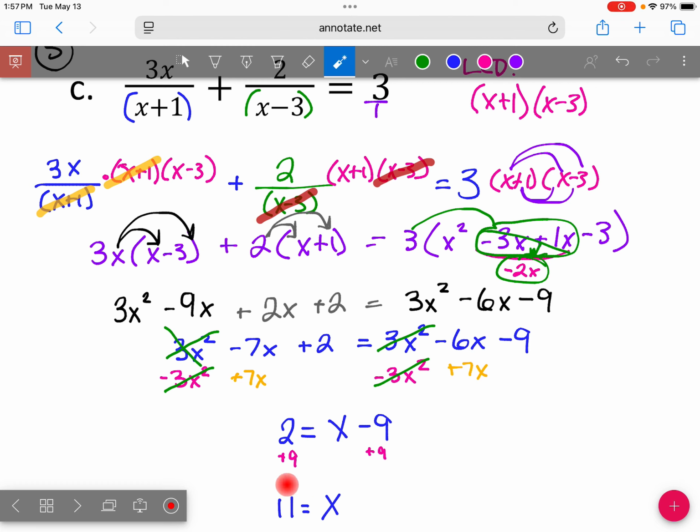And when I say check, what that means is I say, if x is 11, is my denominator 0? So if this is 11, 11 plus 1, definitely not 0. If this is 11, 11 minus 3, also not 0. So this does check. If it equaled 0, that's when we would have an extraneous solution. So you have to check it to make sure that it is a valid answer.